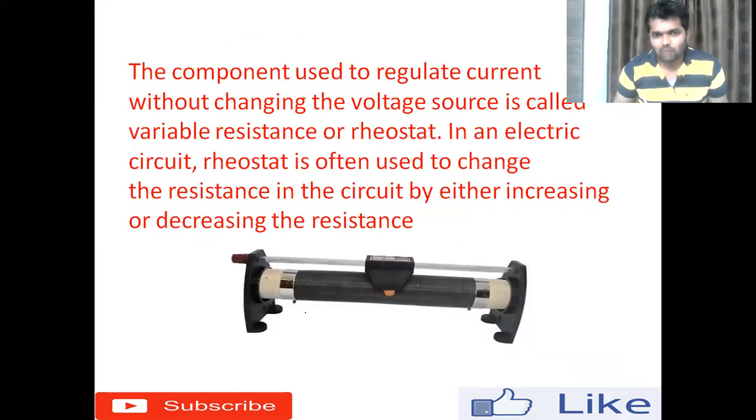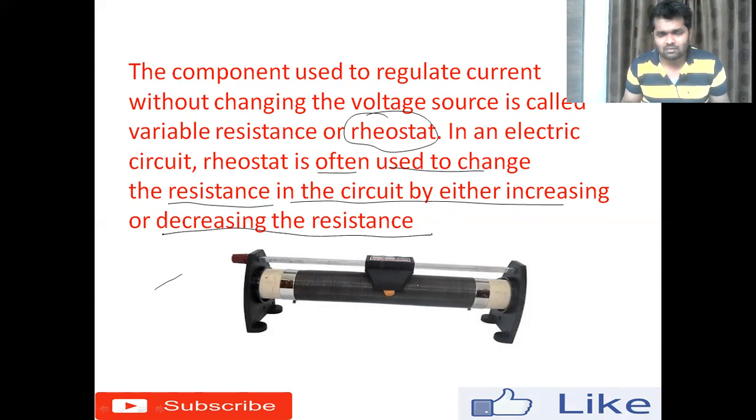So here I just gave some idea about the rheostat. The component used to regulate current without changing the voltage source is called a variable resistance, or rheostat. In an electric circuit, a rheostat is often used to change the resistance. Change means either you can increase or decrease the resistance in the circuit. So this is all about the rheostat. Remember this.